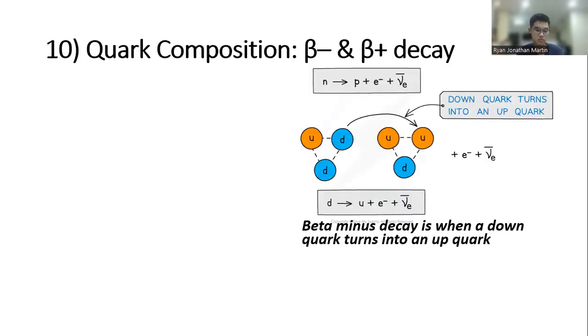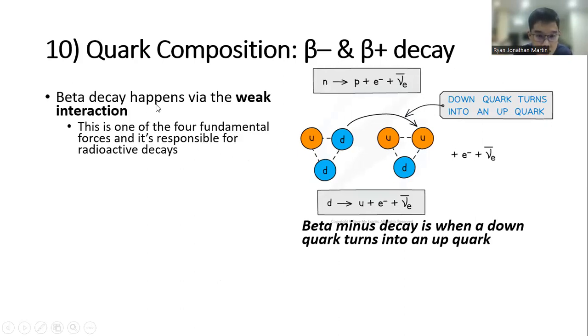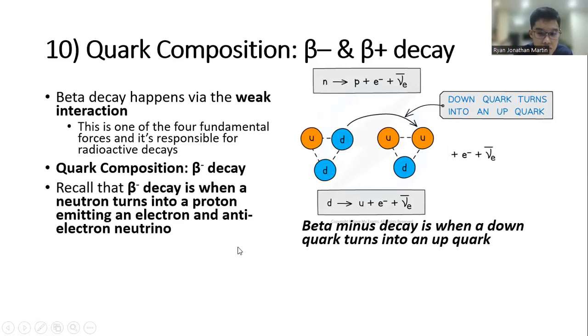Okay. Quark composition, beta minus and beta plus. Beta decay happens via weak interaction. This is one of the 4 fundamental forces and is responsible for radioactive decay. Quark composition of beta minus: that's your neutron, changing to a proton. That's your electron emitted. That's your anti-neutrino, electron anti-neutrino.